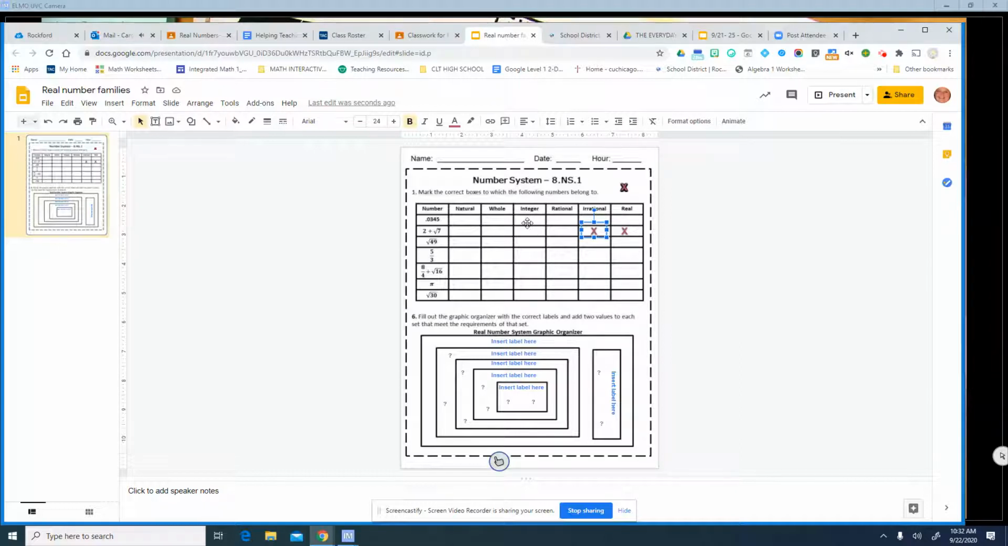Then, does it belong to any of the other subsets? Is it an integer? Is it a whole number? Is it a natural number? Right? Use the information that you wrote down yesterday.